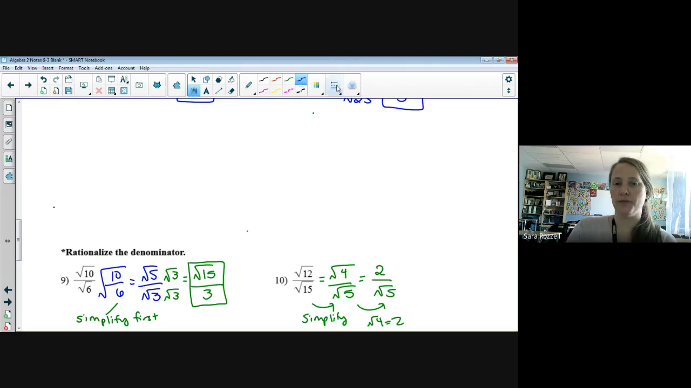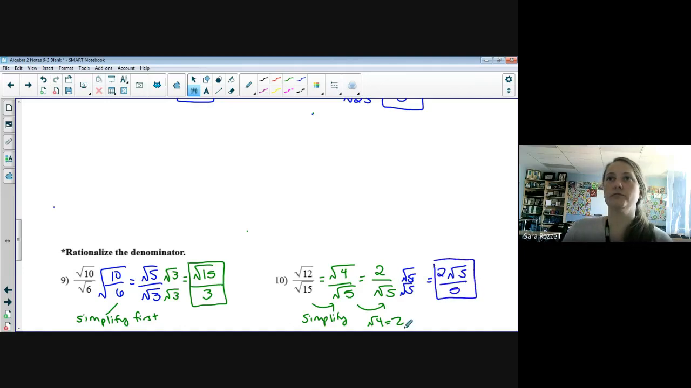So what do we need to multiply on top and bottom? The square root of 5. So 2 root 5 over 5. Okay. That 5 looks a little weird.